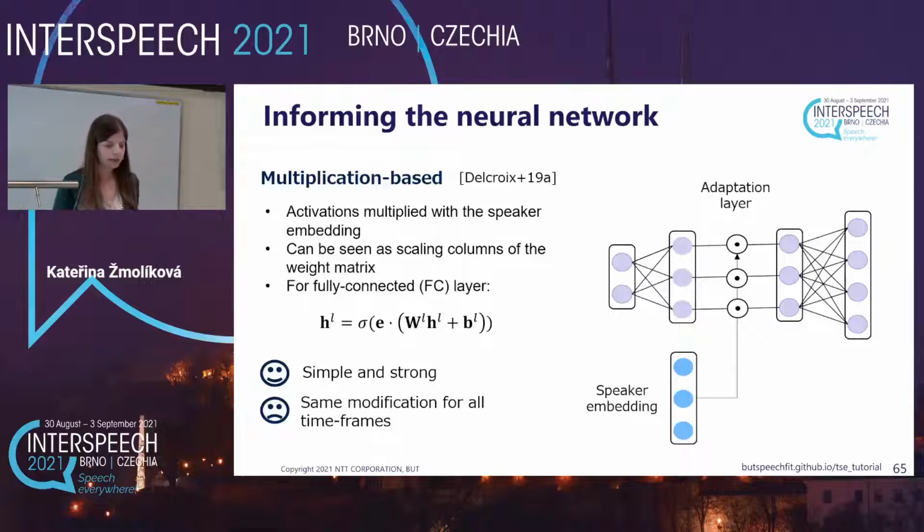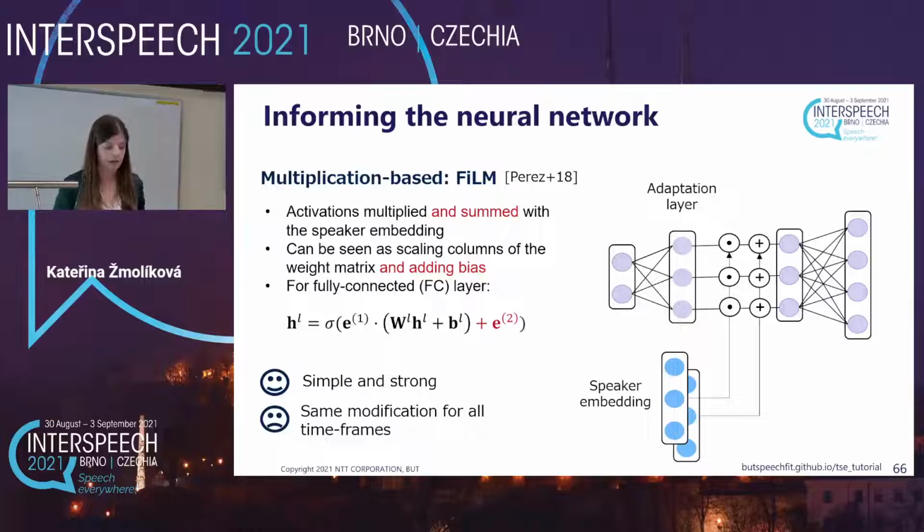The next method, multiplication, is in some sense a compromise between the previous two. In multiplication, we multiply activations in one of the layers of the neural network with a speaker embedding. This can also be seen as modifying the weight matrix in the neural network before the multiplication. Here again, the speaker embedding has quite a strong influence on the processing of the neural network, but at the same time it is still quite simple. The multiplication is just a simple operation and we do not have any additional parameters here.